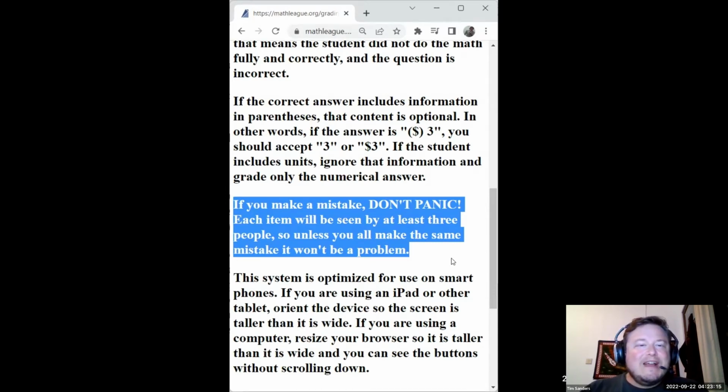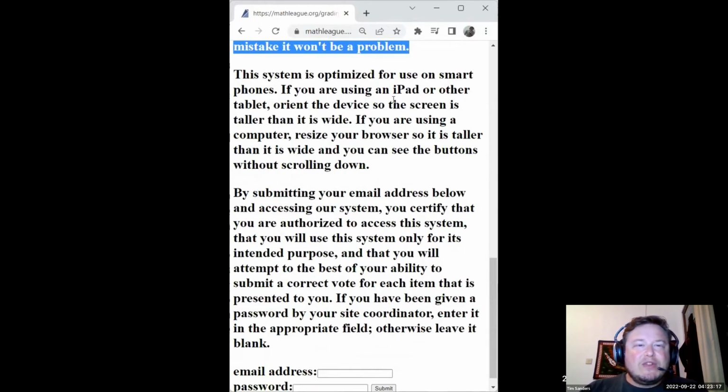All right. The system is optimized for use on smartphones. So if you have a smartphone, you'll be able to see your screen oriented like this. Don't hold it where it's wider than it is tall. Hold it like you see on the screen here, where it's taller than it is wide. If you have an iPad or a tablet, you're going to want to hold it again so that it is taller than it is wide.